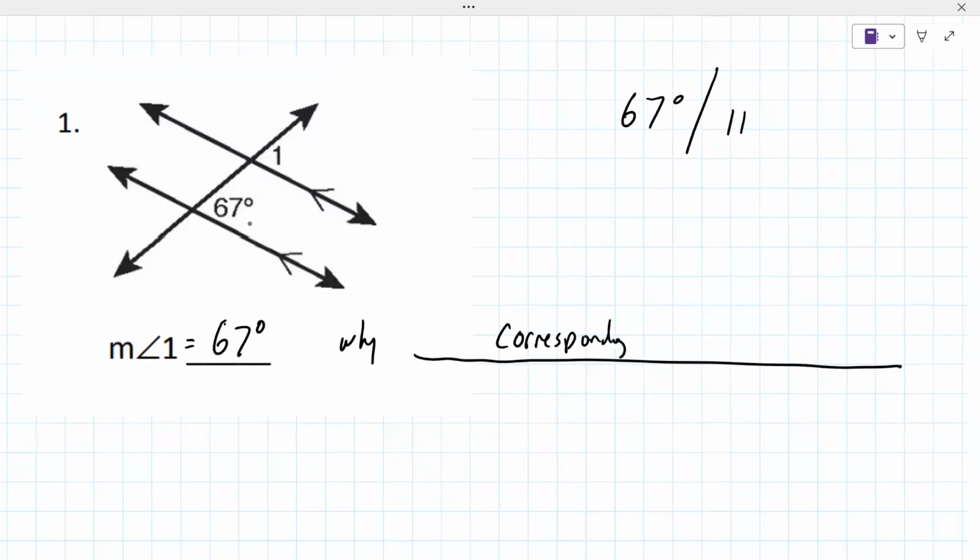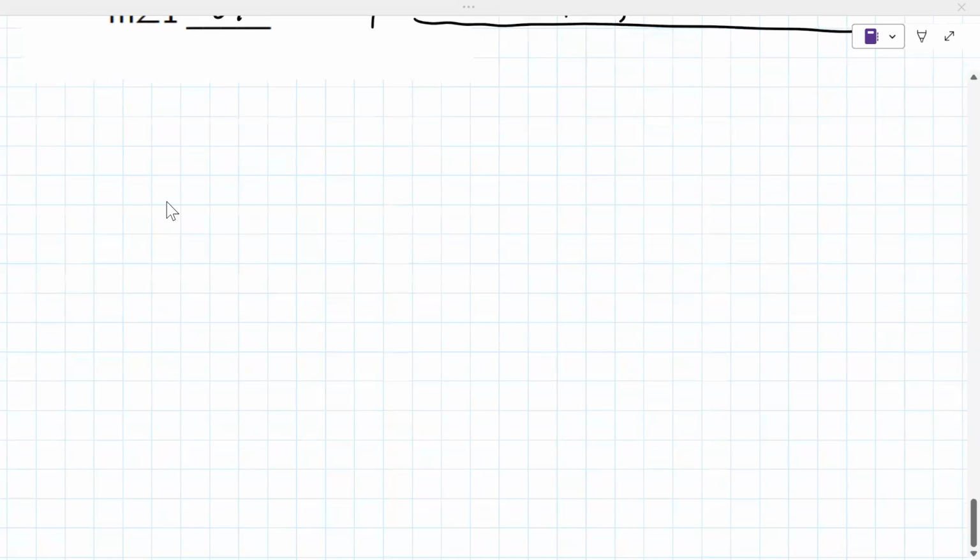The other possible answer for these is 113 degrees. Why would that be another possible answer for these kinds of situations? Because 113 plus 67 equals 180. Right. And that's what I mean by the answer is one of two numbers. It's true, false. That's not important. What's important is why? Why is this the answer?